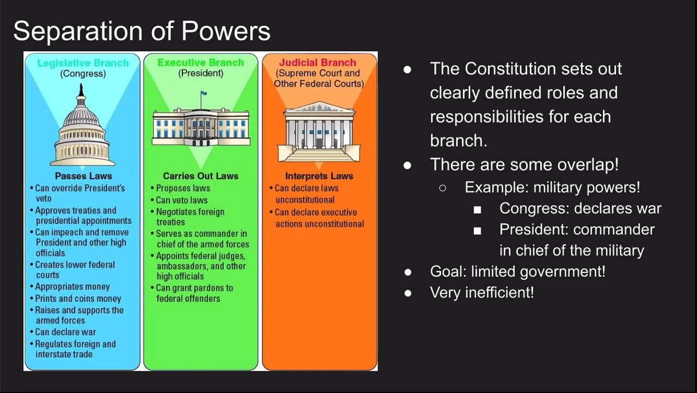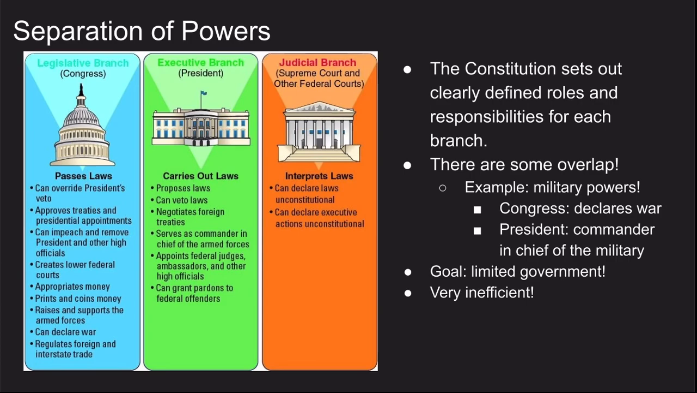To go deeper into the separation of powers, we keep in mind that the three branches have very specific expectations, roles, and powers. Congress passes laws. The executive branch carries out, or executes, the law. And the judicial branch interprets the law. The Constitution sets out clearly defined roles and responsibilities for each branch. There are some overlaps, however, and that's where conflict can occur between branches.